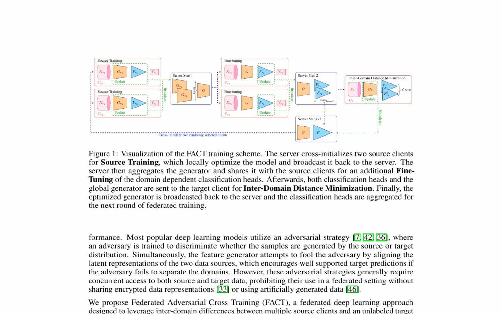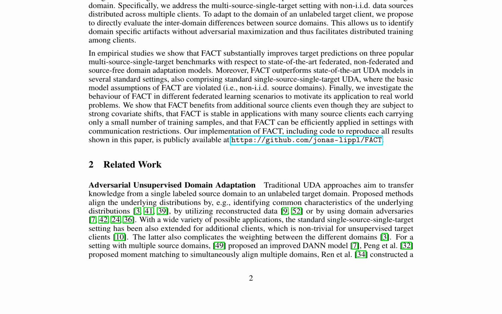The authors empirically demonstrate that FACT outperforms state-of-the-art federated, non-federated, and source-free domain adaptation models on three popular multi-source single-target benchmarks. FACT also outperforms state-of-the-art unsupervised domain adaptation models in single-source single-target experiments.